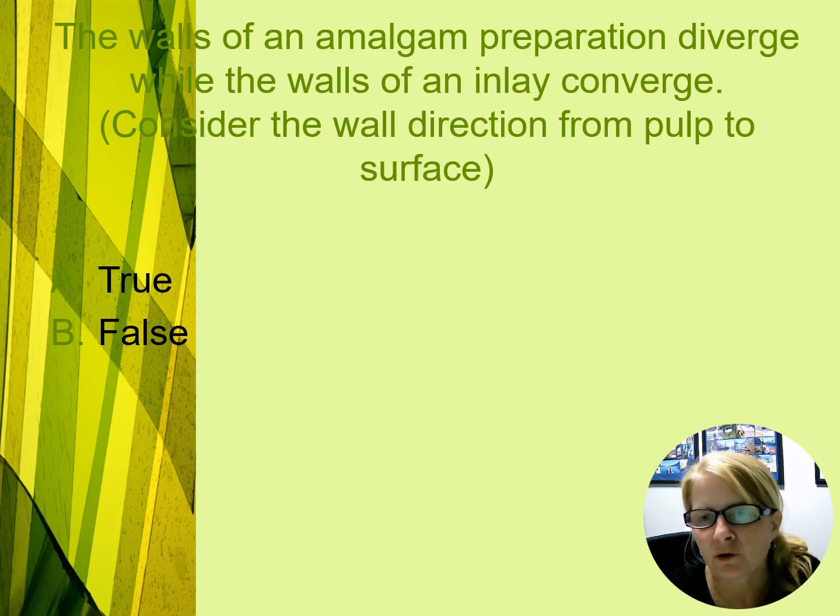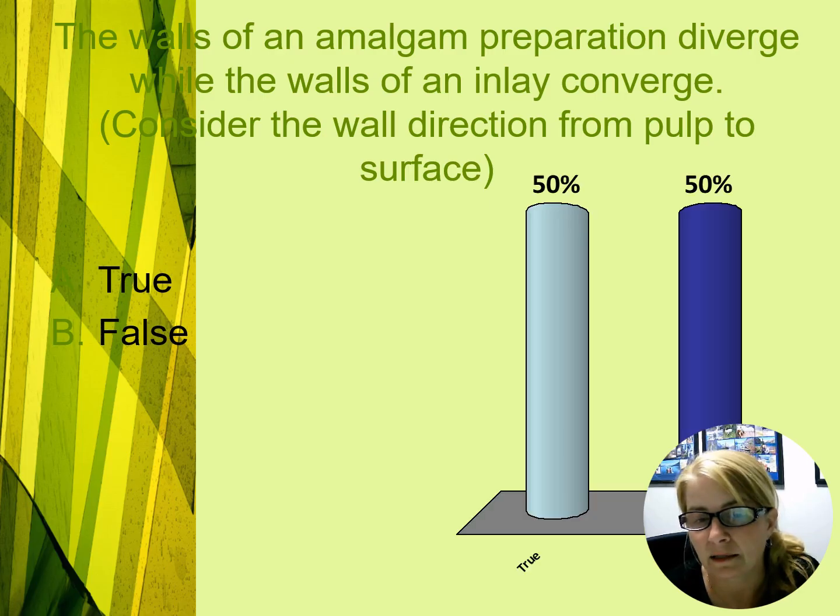The walls of an amalgam preparation diverge while the walls of an inlay converge. True or false? Now, if we're thinking about the walls diverging, that means going out. And we know amalgams are mechanically held in, so that is false. It would be the opposite. Amalgams converge, inlays diverge.